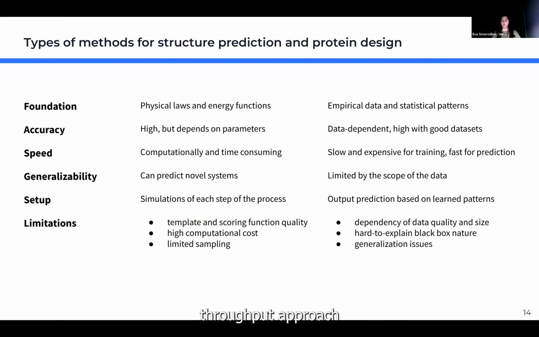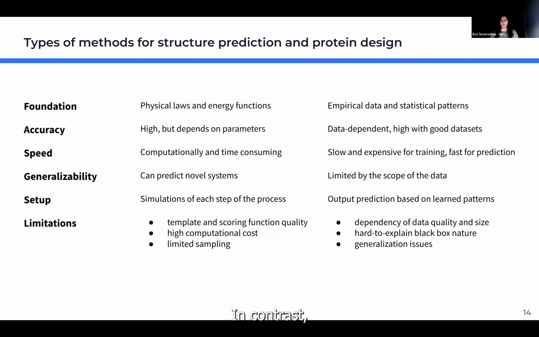But if you're interested in a high throughput approach or quicker predictions, then probably AI-based models are a better idea for you. Also, you need to understand the limitations of physics-based methods and AI-based methods. One of the main limitations of the physics-based methods is their dependence on template and scoring function. So if you have a good template, an existing molecule, and a good scoring function, probably you will get a good output. However, it will take a lot of time and computational resources.